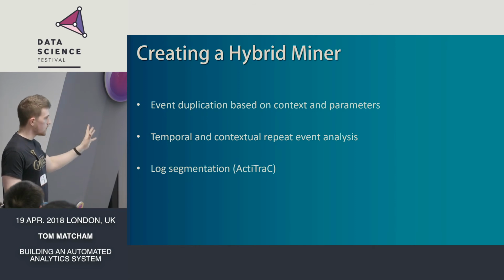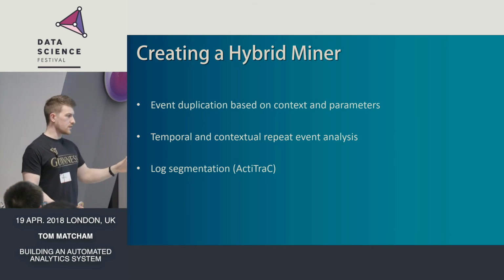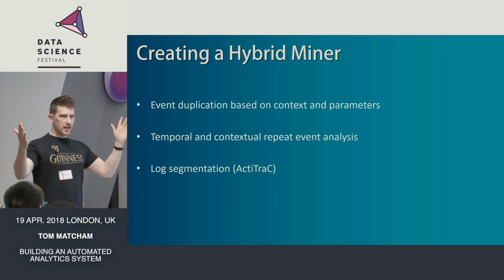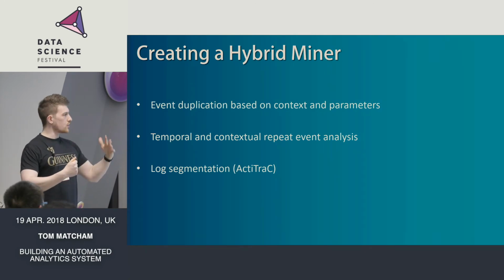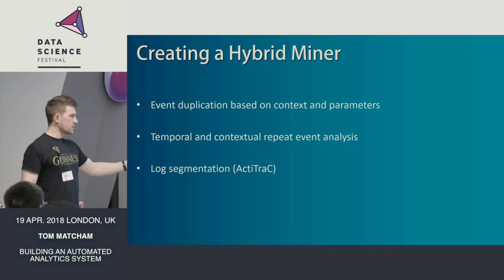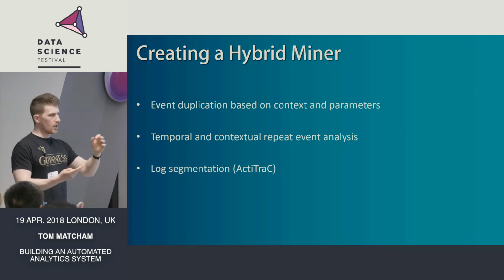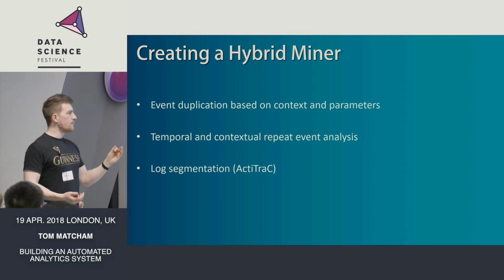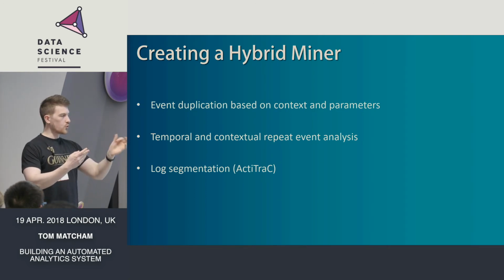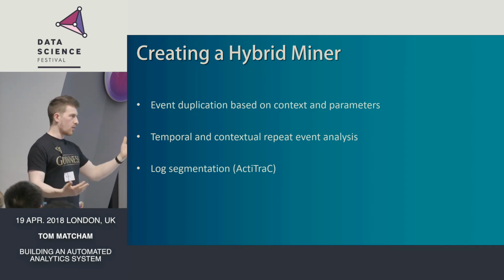And the last thing the system does is it uses log segmentation. So we're all familiar with the idea of doing segmentation over a feature vector, but you can actually do segmentation over traces. My personal preference algorithm for that is something called ActorTrack, which adds a new trace to a model if the fitness doesn't go below a particular threshold. A trace is like a user's data, by the way.